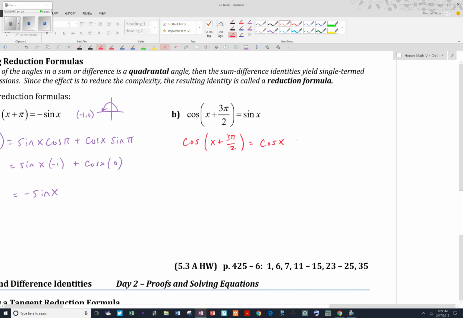We're going to expand. We've got a cosine sum formula, which goes cosine, cosine, minus sine, sine. 3 pi over 2: 0, negative 1. So cosine is 0. And the sine of 3 pi over 2 is negative 1. So we have negative sine of x times negative 1, which is simply sine of x.